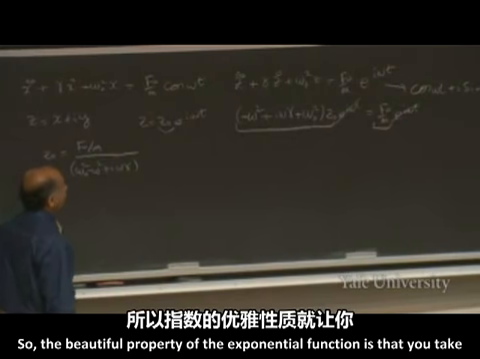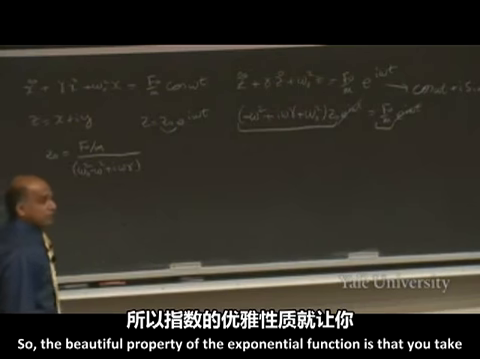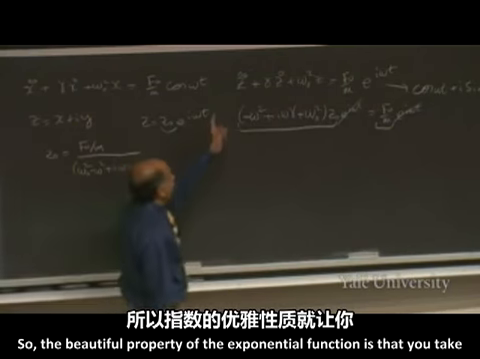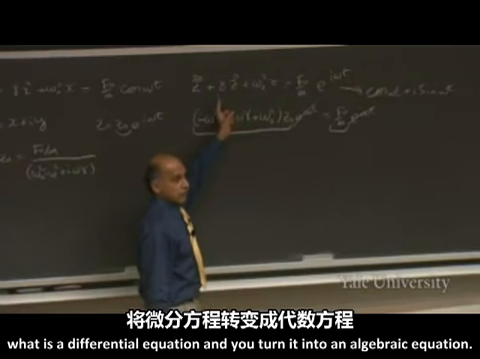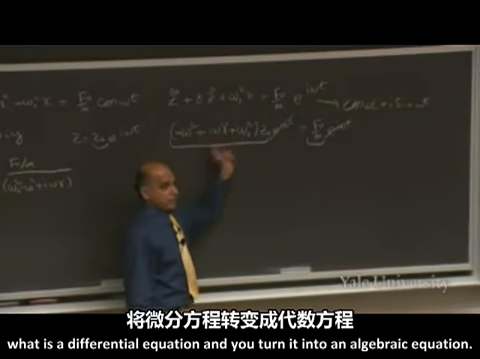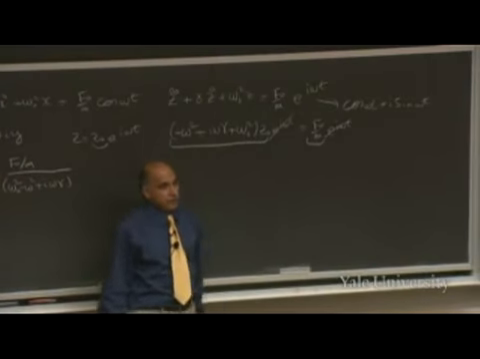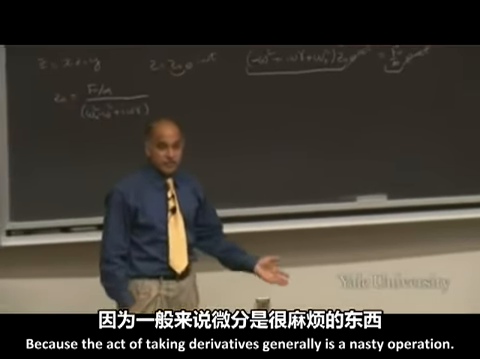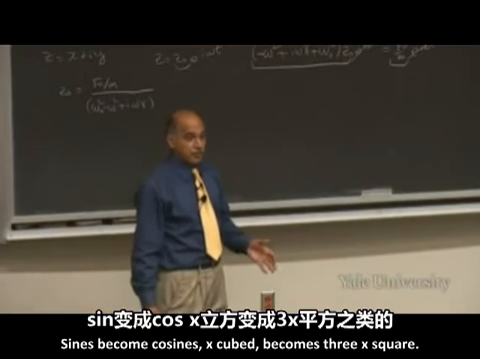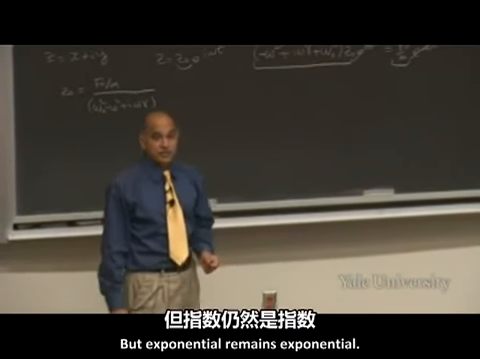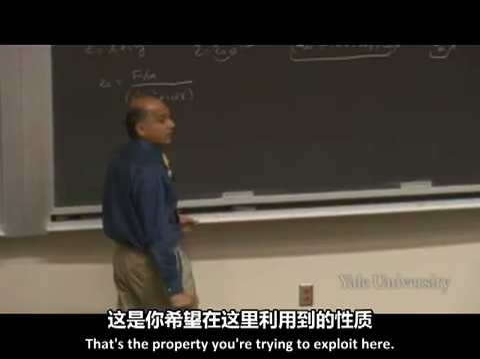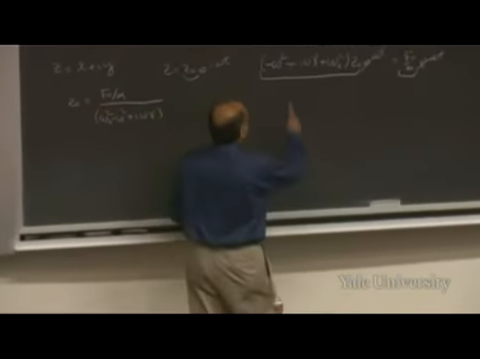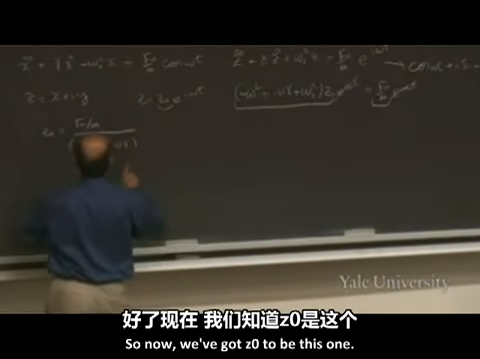So the beautiful property of the exponential function is that you take what is a differential equation and turn it into an algebraic equation, because the act of taking derivatives generally is a nasty operation. Sines become cosines, x cubed becomes 3x squared, but exponential remains the exponential. That's the property you're trying to exploit here. So now we got z naught to be this one.